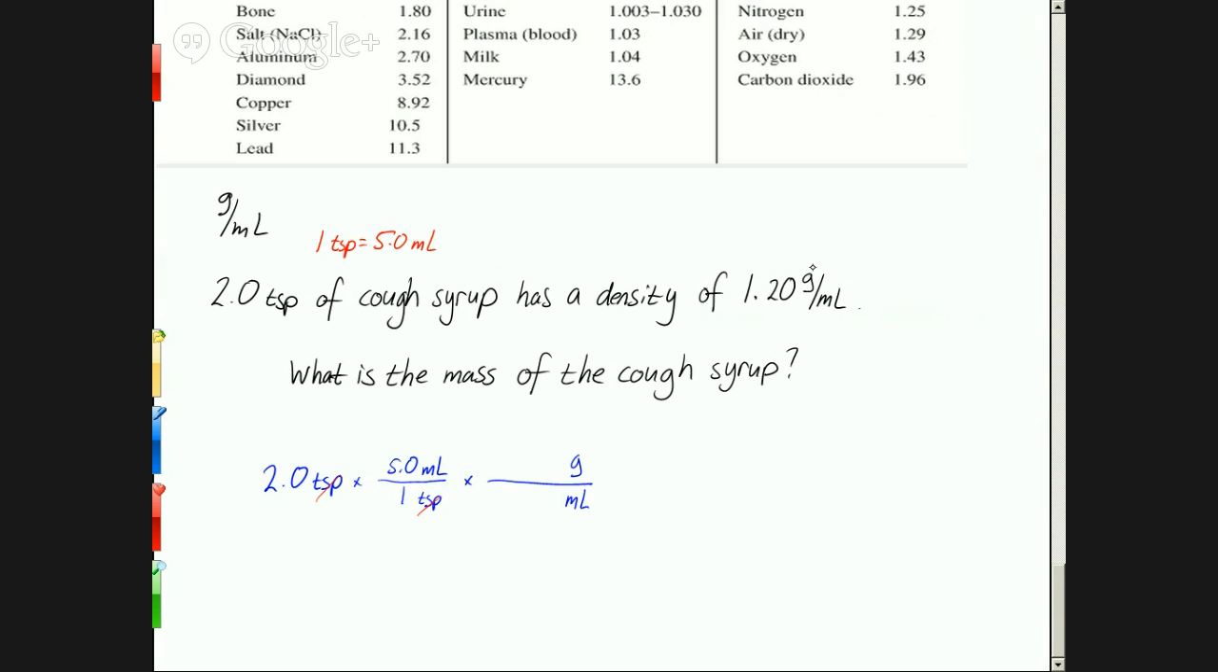Even though we write it like this so it stays nicely in line with our writing, what we really mean is that there are 1.20 grams in every 1 milliliter. So it's really a conversion factor. It was given in the problem. Any material is going to have a different density, so that's going to have to be given to you. But we can plug that in here now, 1.2 grams per milliliter. And so we can find that the mass of the cough syrup is 12 grams.